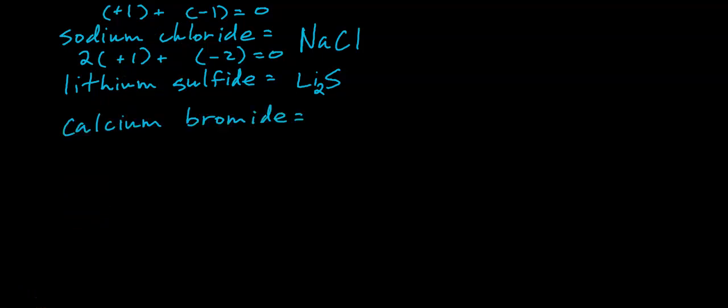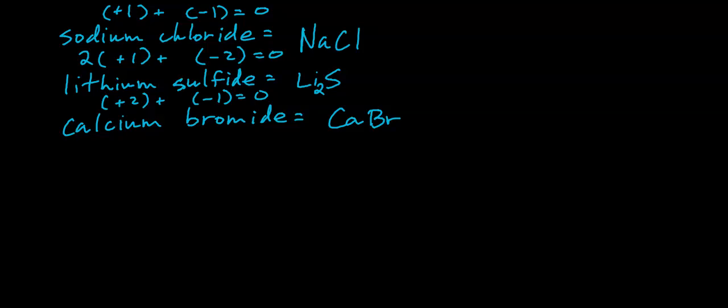Go ahead and try this one. Write the chemical formula for calcium bromide. Pause the video while you work on this. Calcium has a charge of +2. Bromide, which is the anion that forms from bromine, has a charge of -1.